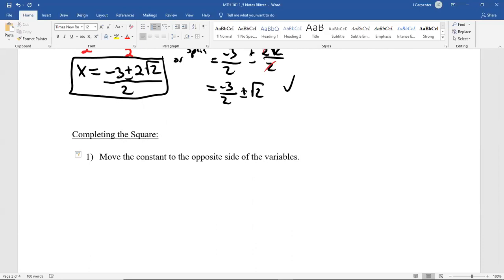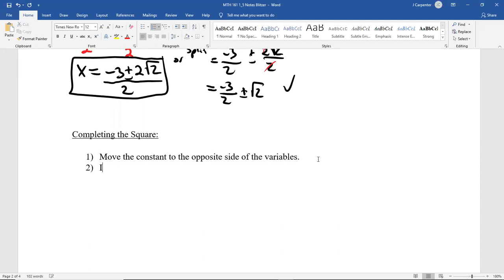You need your variable terms on one side and any constant term on the opposite side to do this method. Now, this is kind of the odd man out. With factoring, you want everything on one side. With the quadratic formula, you want everything on one side. So this is already the first instance where completing the square is a little weird. We want the variables on one side and the constant on the other. That's a little weird, but practice makes perfect.